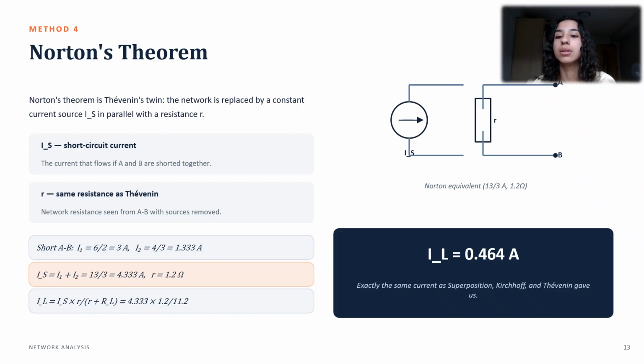And then we find little r, again, just like Thevenin, the combined internal resistance, 1.2 ohms. We use V equals IR to find the voltage, and then we divide by the total resistance. That is the load resistance plus internal resistance, little r, and we end up with 0.464 amps. Again, the same number as every other method.